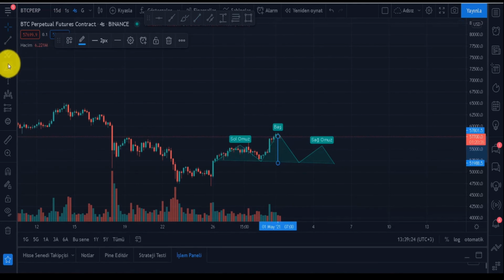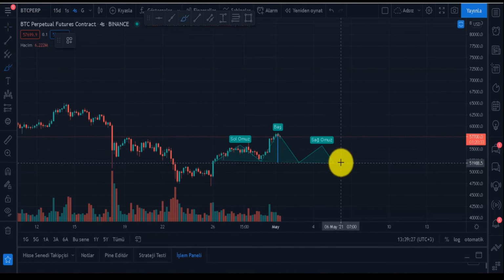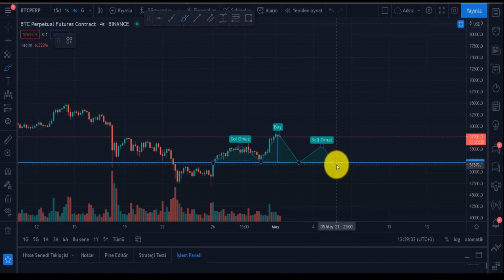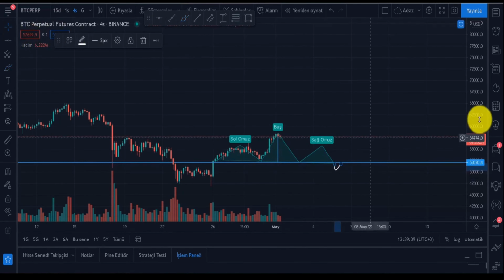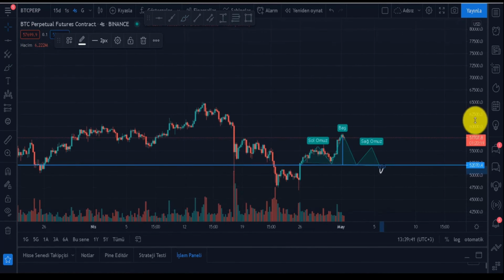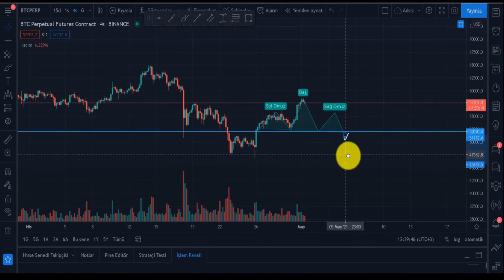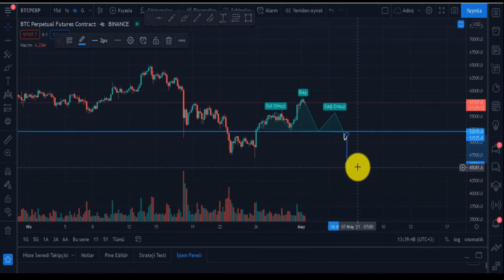When the formation breaks in a certain direction, meaning when there is a breakout below the support area in the lower region, and after one or two candles close here, it indicates that the direction is downwards, my friends. And the head and shoulders formation usually occurs with a downward breakout. We can say that its target is also 45,000.